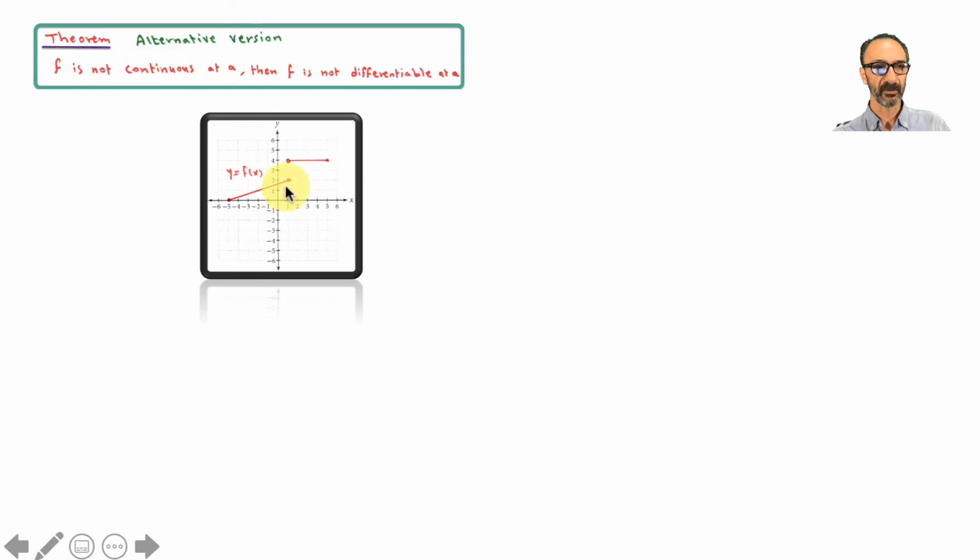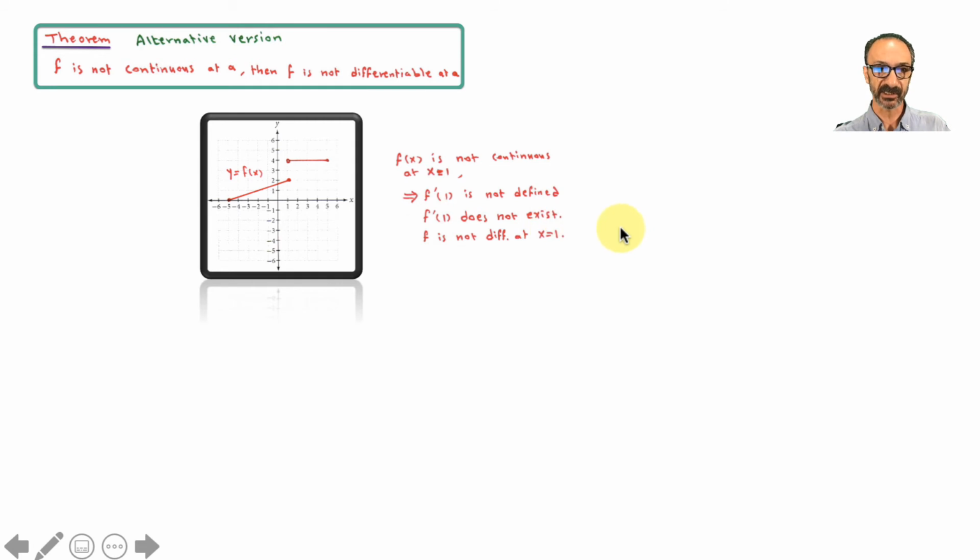Now, f is not continuous right here at 1. You could see the jump. All right, we know this. We discussed that in previous videos. F of x is not continuous at x equals 1, so f prime of 1 is not defined, which means f prime of 1 does not exist, which also means f is not differentiable at x equals 1.